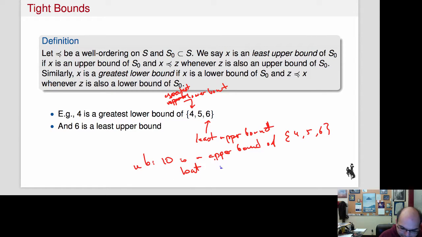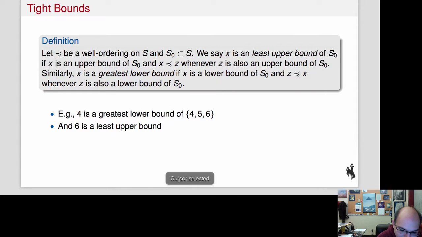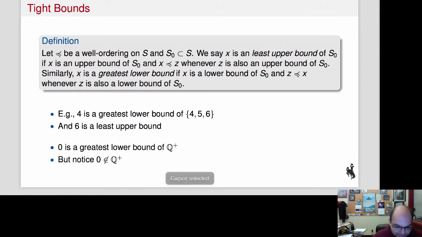But not an upper bound, I should say a least upper bound, because 6 is an upper bound also, right? And 6 is less than 10, right? So that's what I mean by least upper bound. Okay, so those are words that we need to know what they mean.